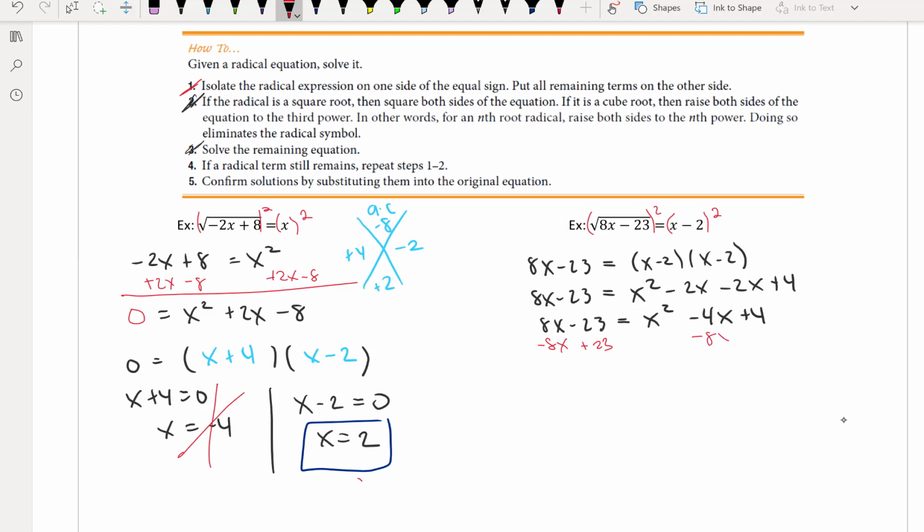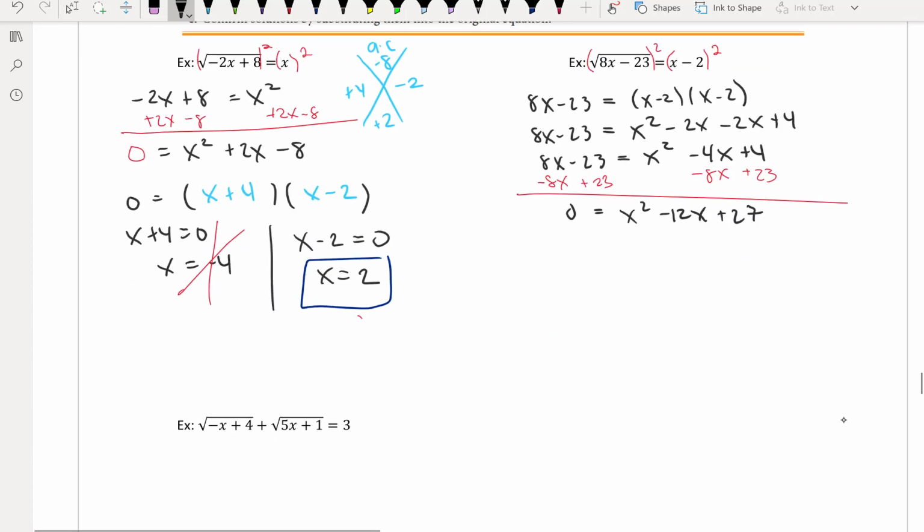So subtract 8x and add 23. When I do that, I'm going to get 0 on one side, x squared, negative 4 and negative 8 is a negative 12x. Positive 4 and positive 23 is going to give me a positive 27. And from here, I'm going to factor. And of course, if you like to do the whole AC method, that's fine.